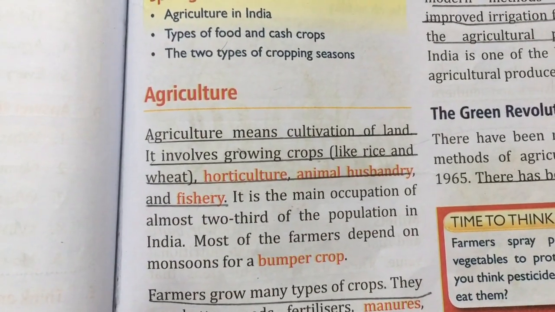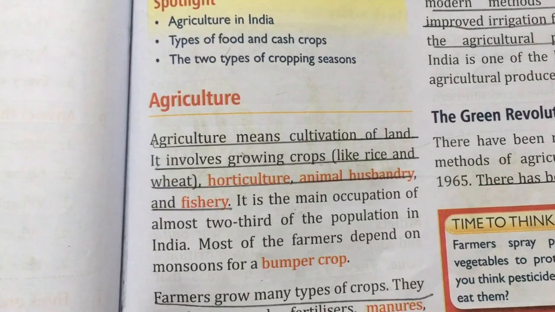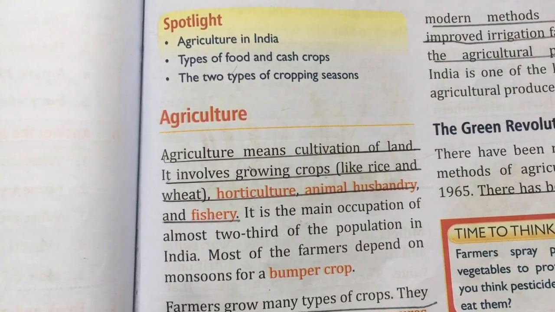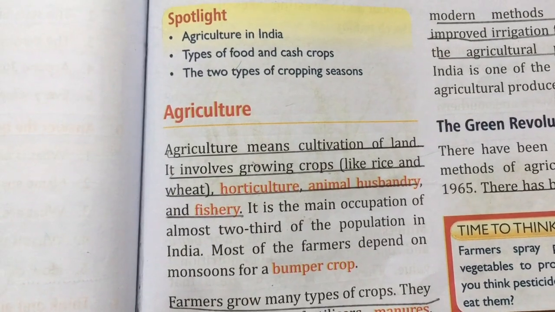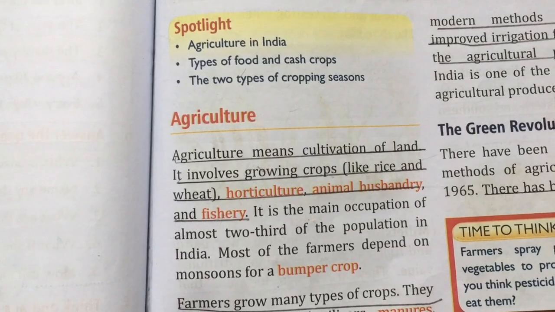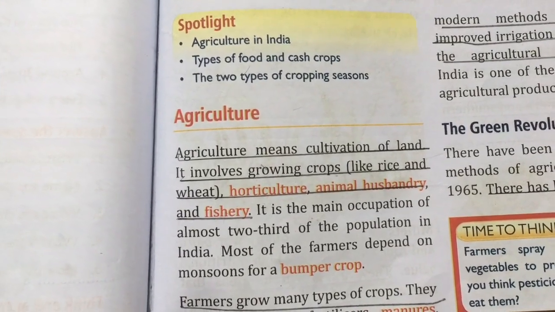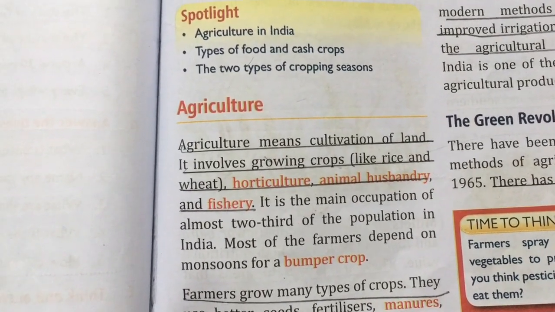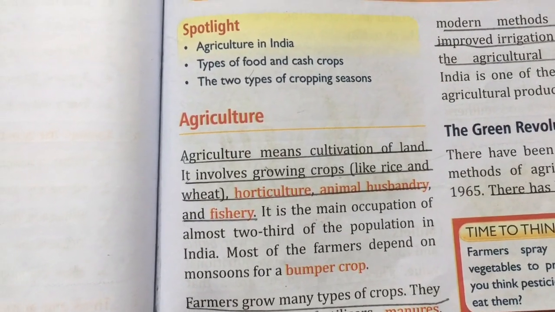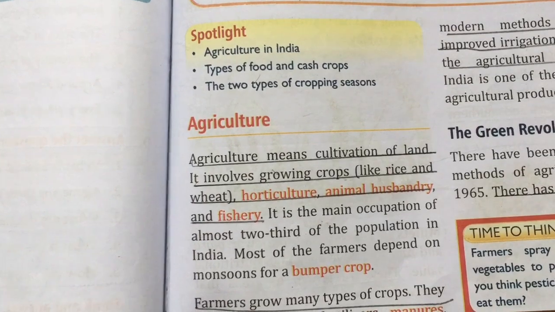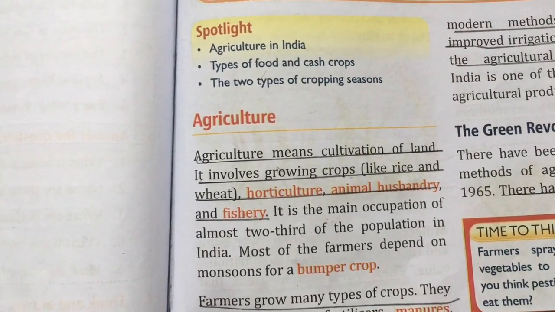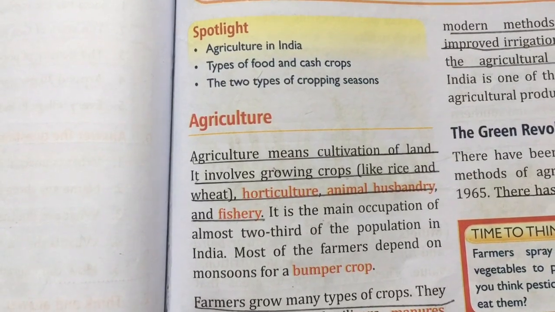It involves growing crops like rice and wheat, horticulture, animal husbandry, and fishery. Horticulture means the garden cultivation of fruits and vegetables for selling. Animal husbandry is rearing of animals like cattle and goat, and fishery is catching of the fish. And this whole agriculture is the main occupation of almost 2/3 of the population in India.